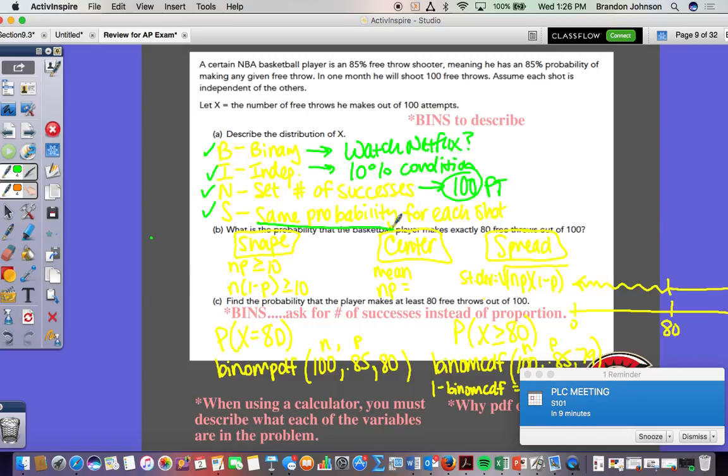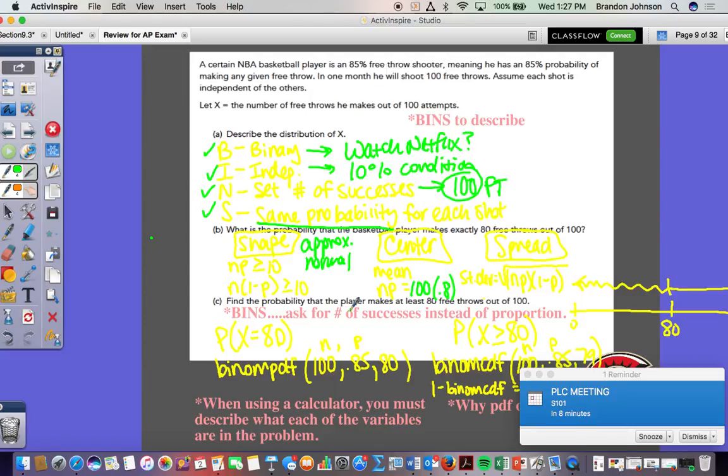What would the shape be? Approximately normal. There it is. The center is the mean, which is n times p. So if I looked at 80 free throws out of 100, 100 would be my n, and what would be my probability? 0.8, right? So the probability would be 0.8.